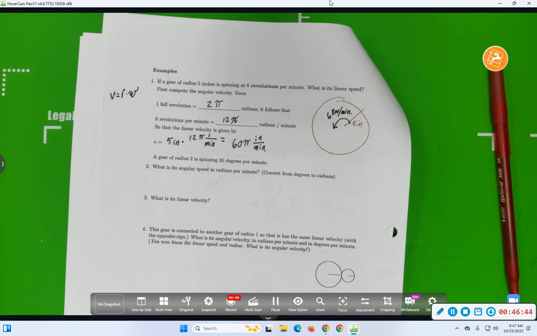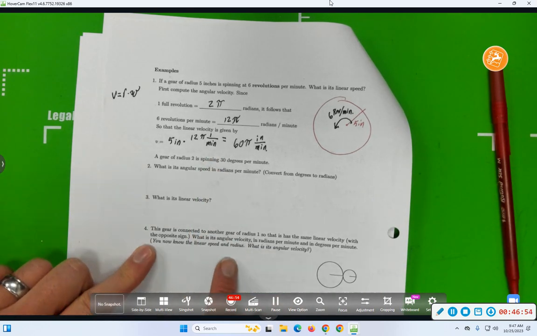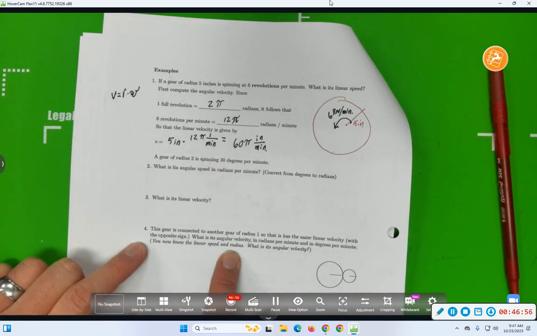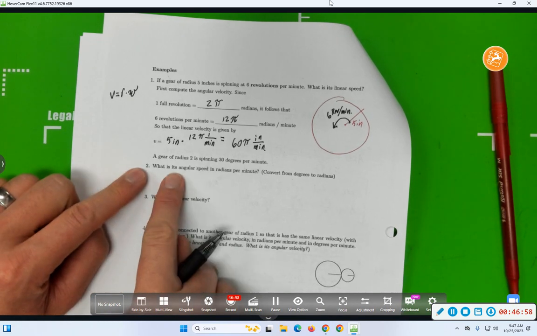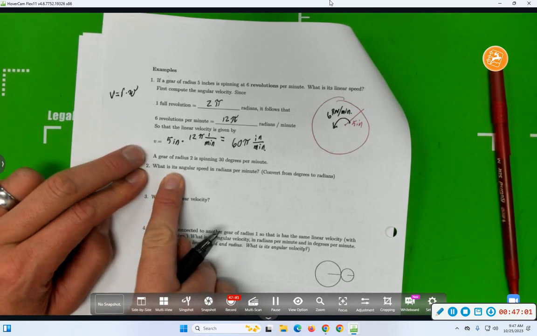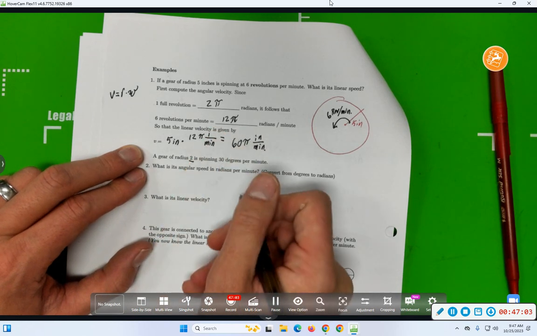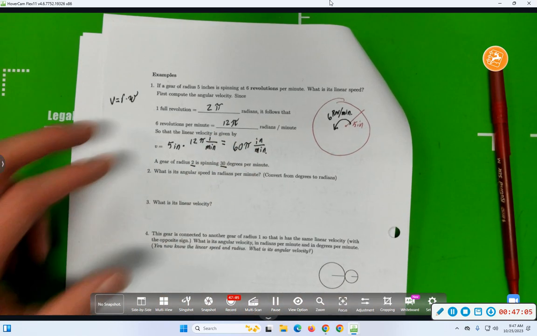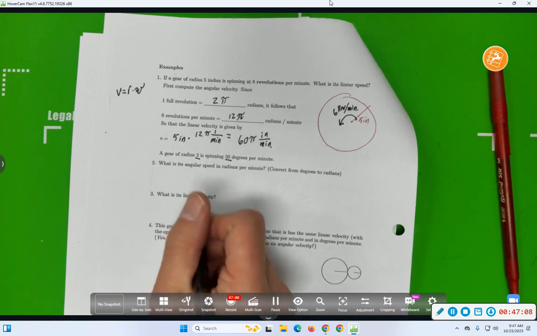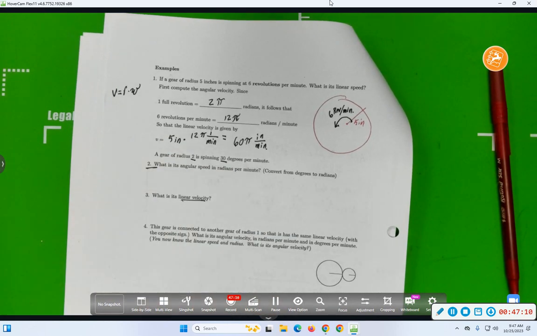Could we go the other way? If you know the radius and the linear speed, could you find the angular speed? I think so. But that's not going to be till 4. Okay, let's get to 4. I have to do these first ones first, though. So let's suppose you have a gear, radius 2, spinning 30 degrees per minute. Let's compute its linear velocity. First things first, get the angular speed in radians per minute. So, complete items 2 and 3 in that list.